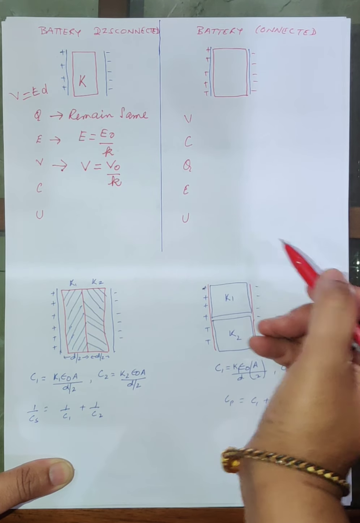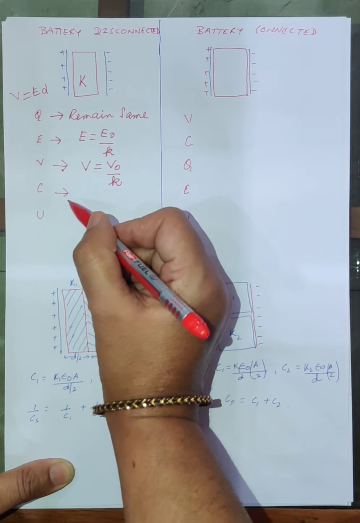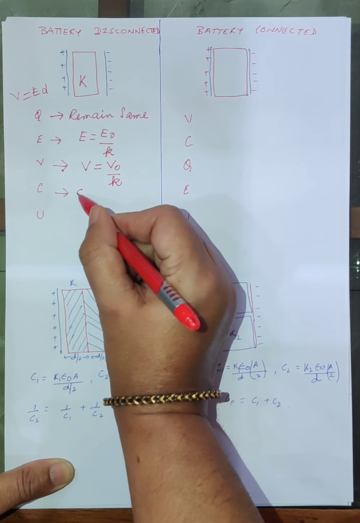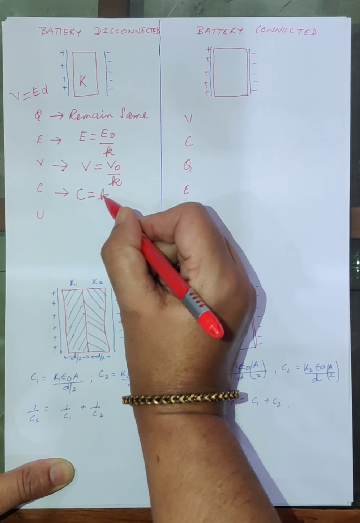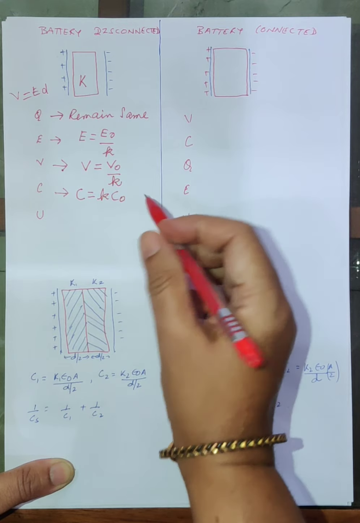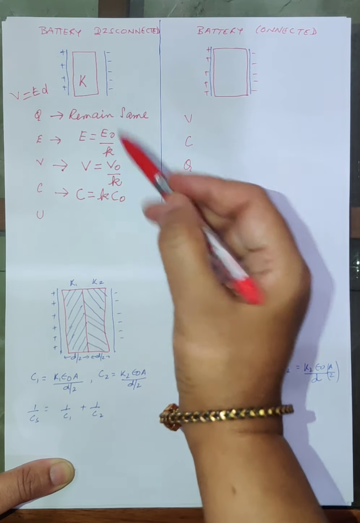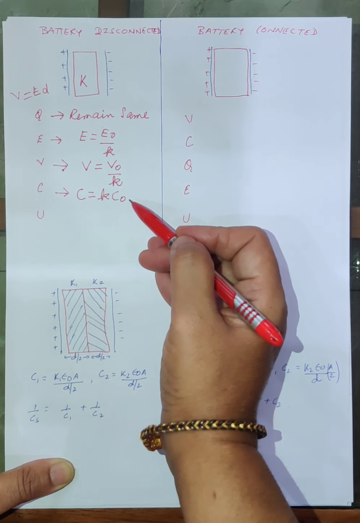And the next answer: when we introduce the dielectric, the capacitance always increases. Alright, so what is my capacitance? C will be equal to K times C naught. So on introducing the dielectric, the capacitance always increases. C will be equal to K times C naught.